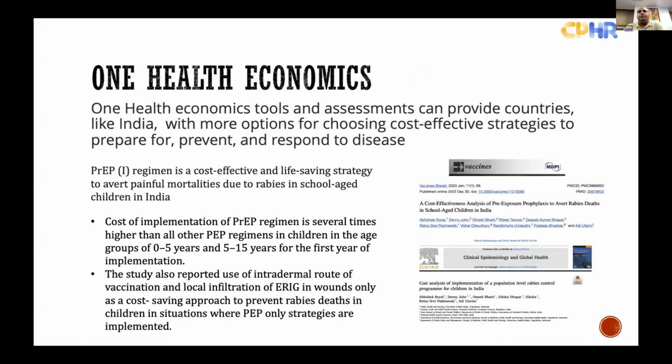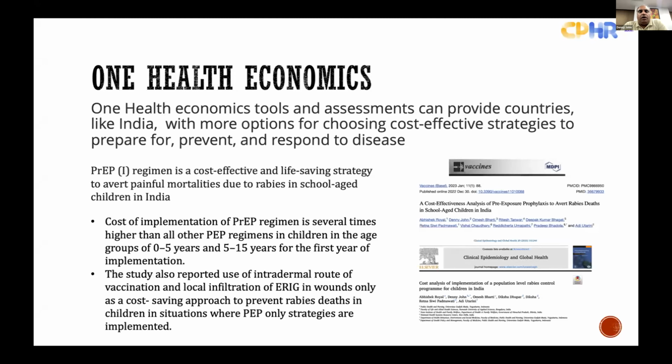So in terms of One Health economics, especially, it tries to provide countries like India with more options for choosing cost-effectiveness strategies, also to prepare, prevent, and respond to disease. We tried from our own internal work, as a supervision to a master's student, Dr. Abhishek Royal, who's currently working with WHO, and Omesh and me were working as guides. So based on his work, we managed to conduct a cost-effectiveness study around pre-exposure prophylaxis for rabies deaths in school children, under 5 children, and also a cost analysis of implementation.